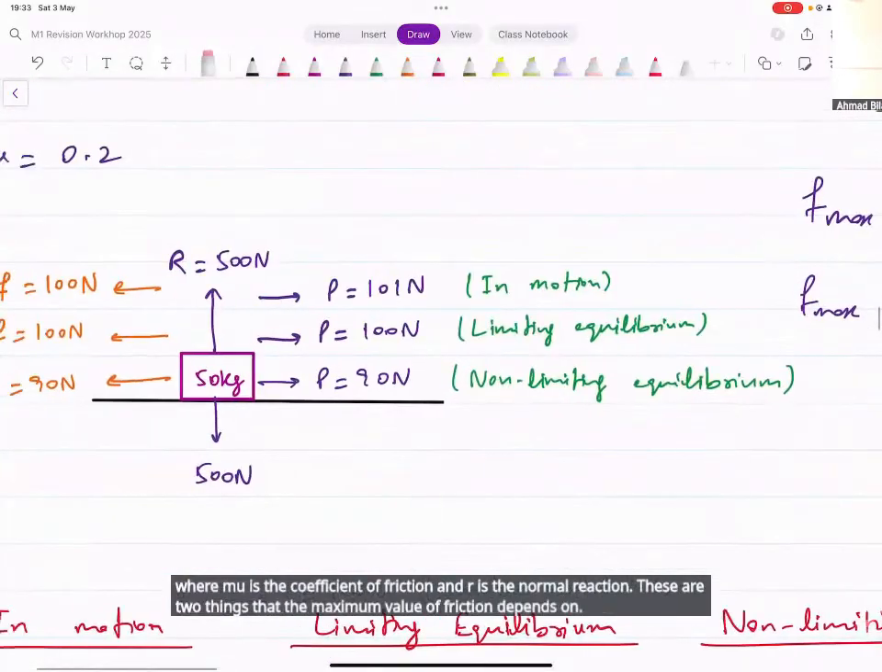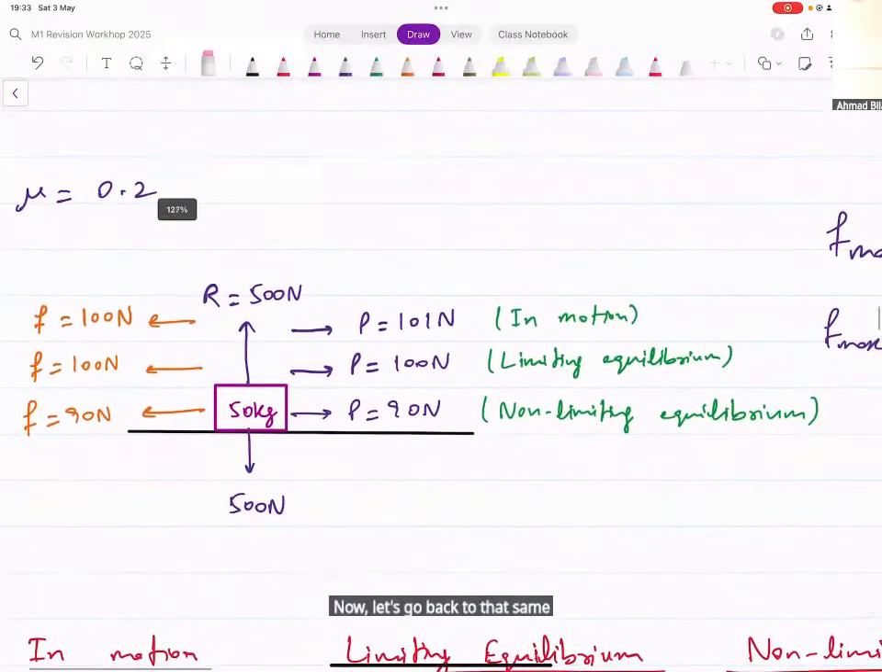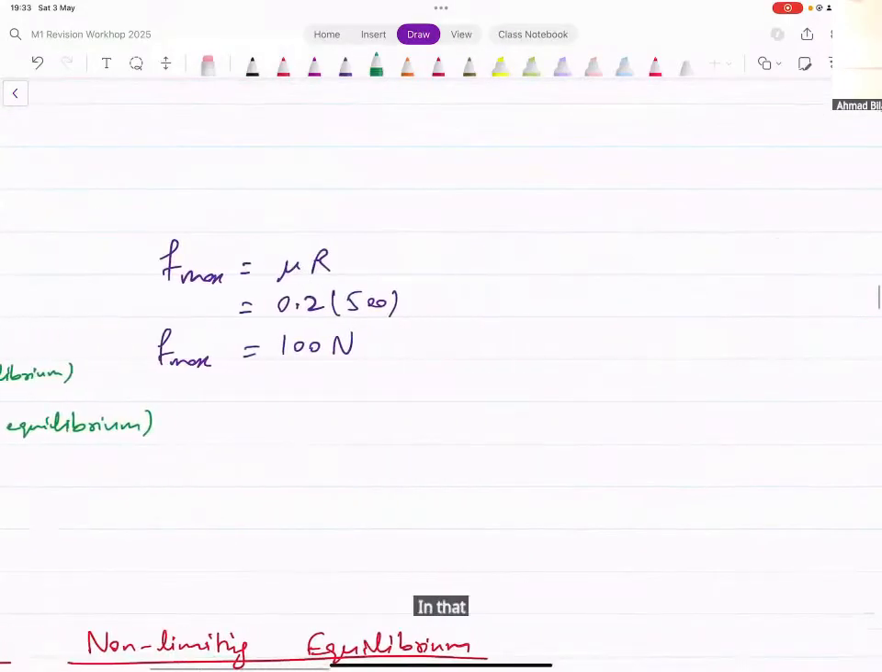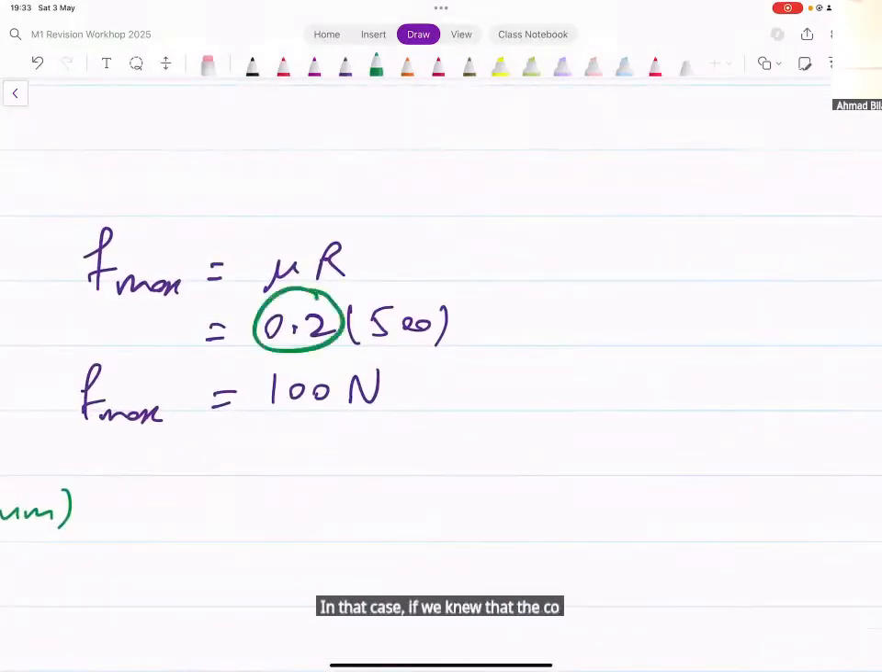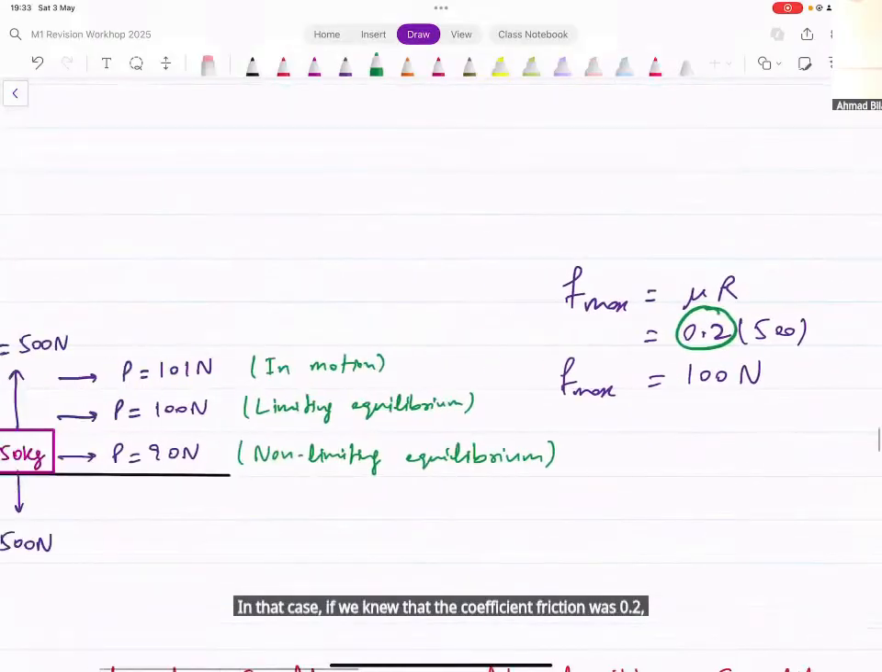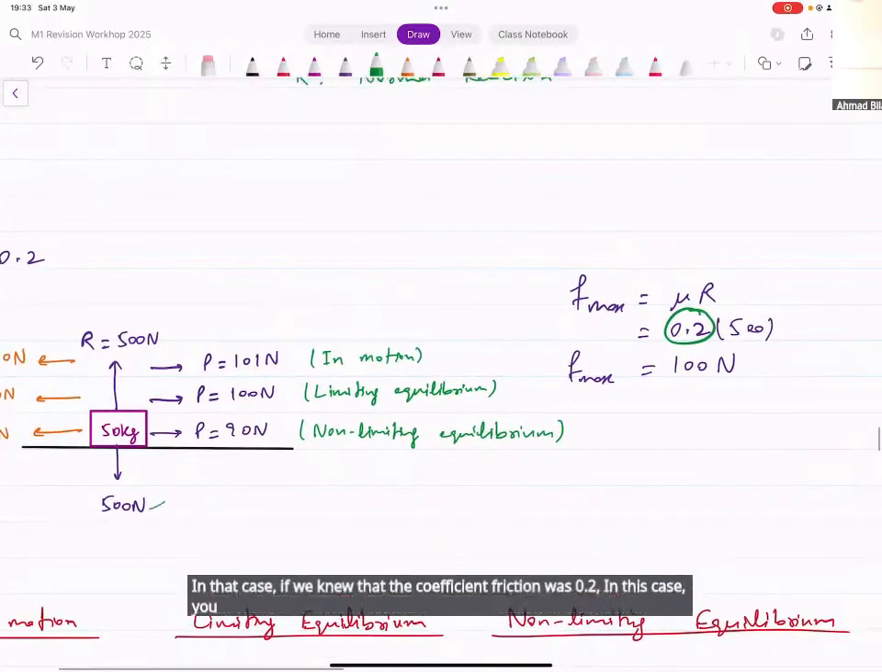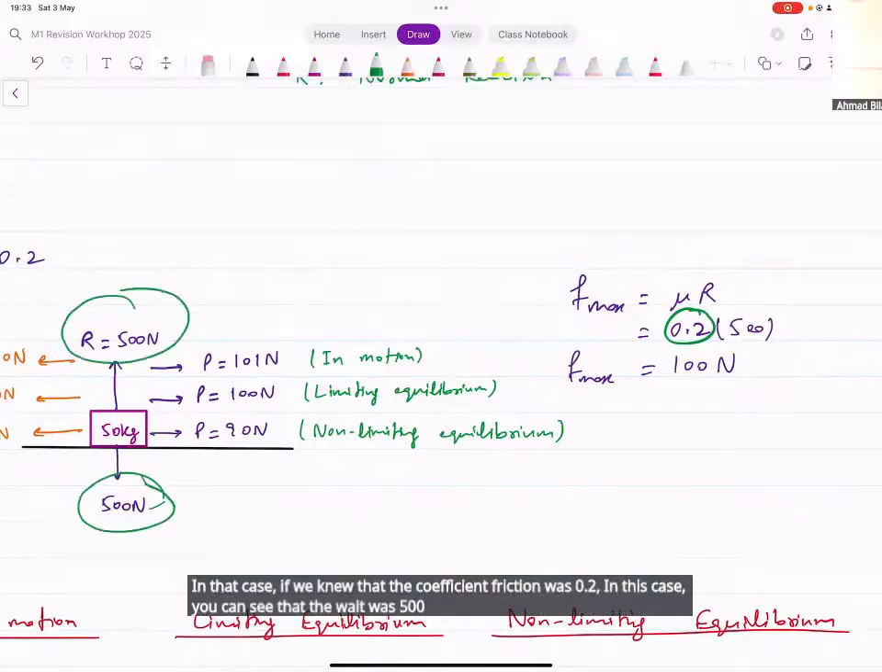Now, let's go back to that same example that we saw before. In that case, if we knew that the coefficient of friction was 0.2, you can see that the weight was 500, so normal reaction in this case would also be 500.